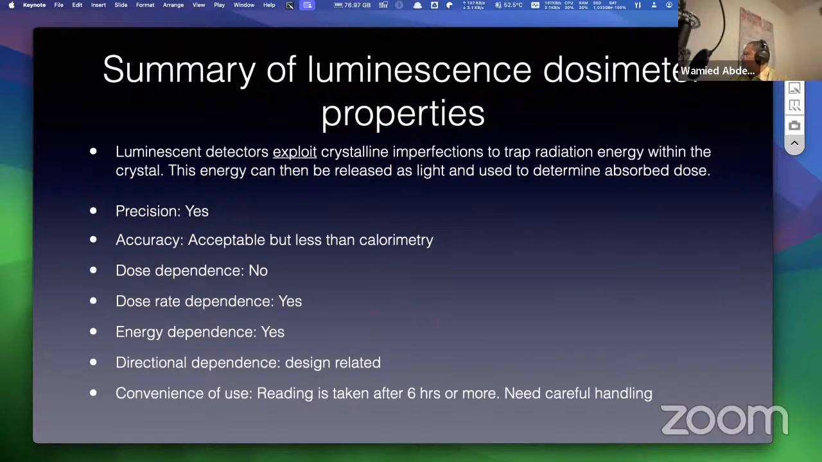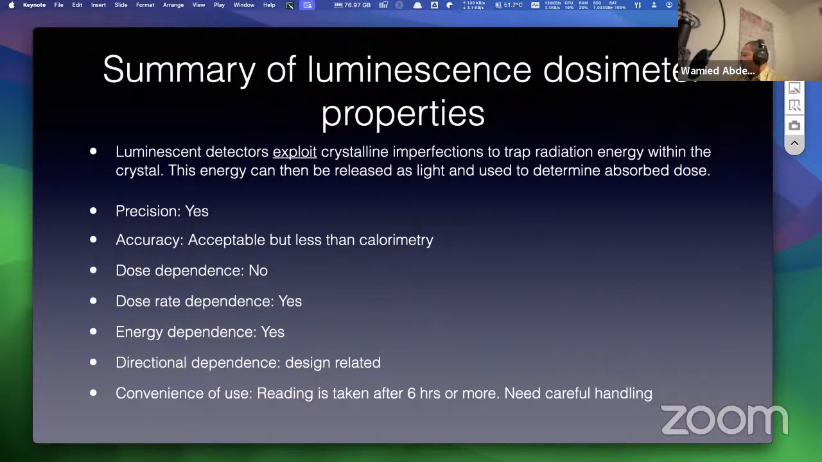So a TLD, if it's calibrated in, let's say, a 6 MV photon beam, and you want good dosimetry with low uncertainties in the dose, use it for that particular energy. If you want to measure at another energy, you need to calibrate them at the other energy and so on. Directional dependence will depend on the design. Convenience of use, reading is taken after 6 hours or more, and they need careful handling.